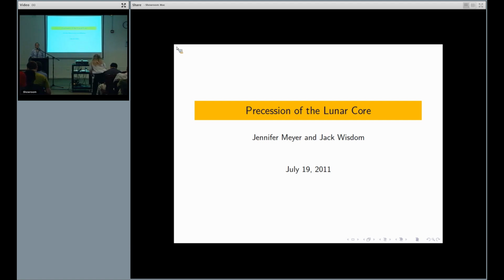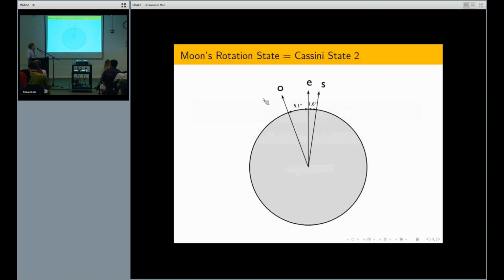precession of the lunar core. And this is going to have some exciting implications for lunar magnetism. So hold in there through the boring parts. Just kidding, not going to be boring. So before we start, I want to do a quick review of the Cassini state of the moon.